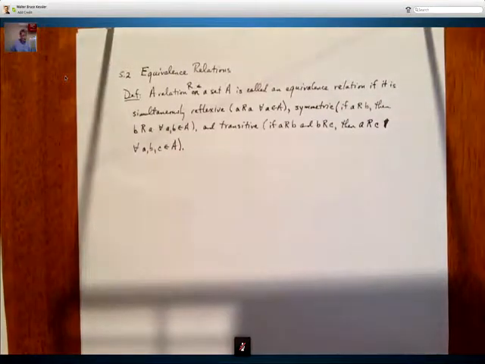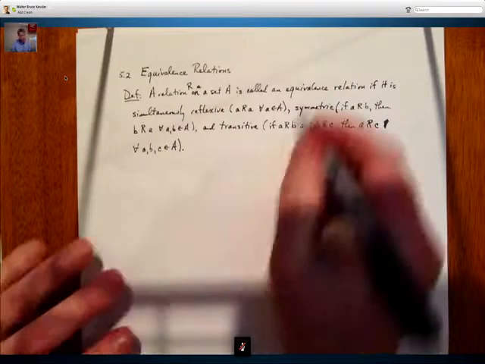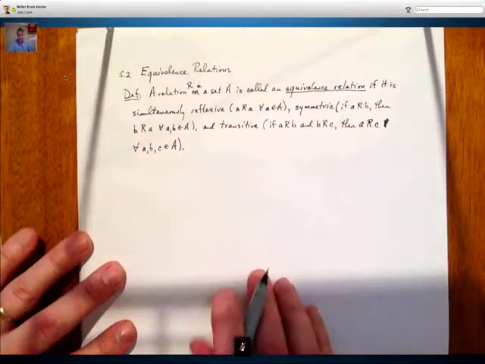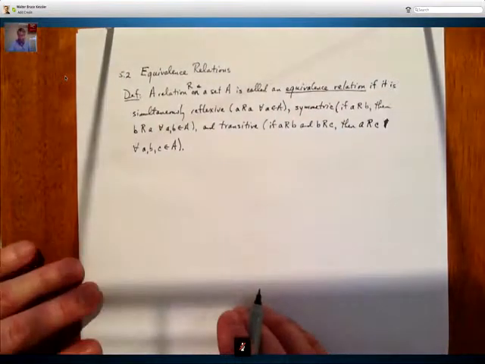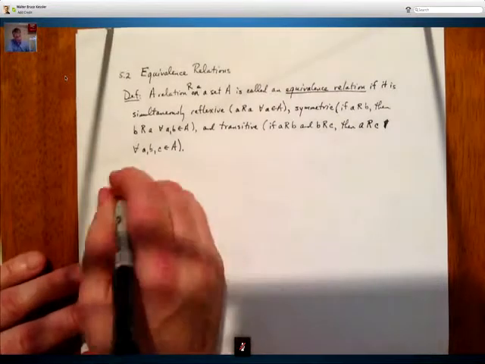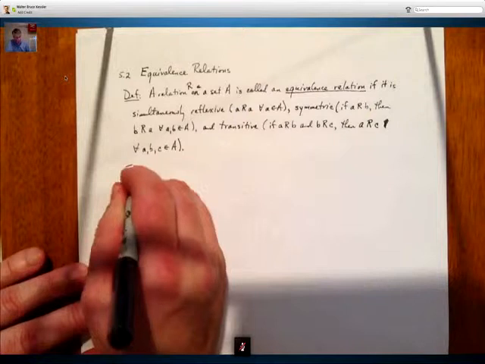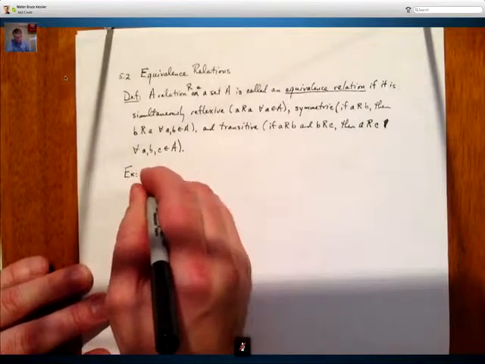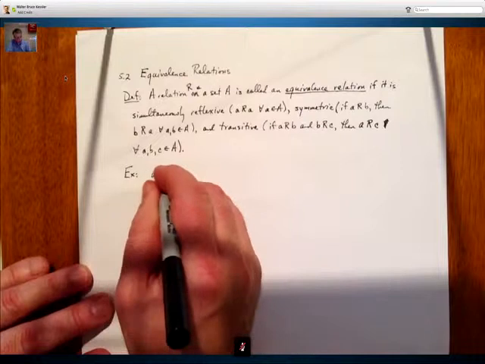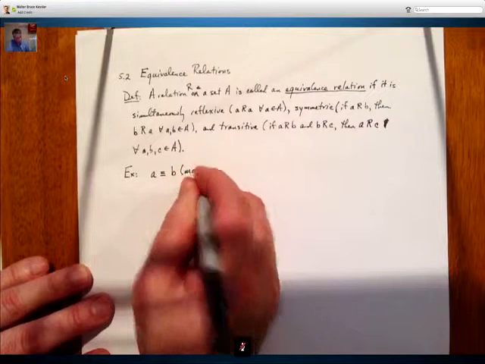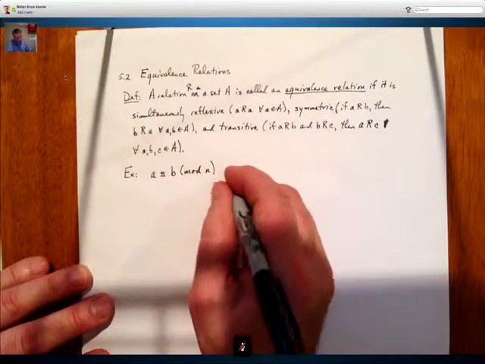Okay? So, and when it does that, it has a nice property, and I want to spend a little time showing you an example of an equivalence relation and show you kind of the property it has. Let's define a relation. It's called A congruent to B mod n.